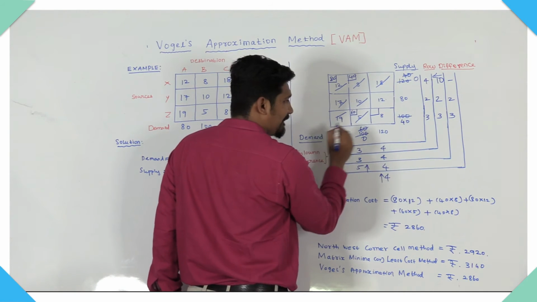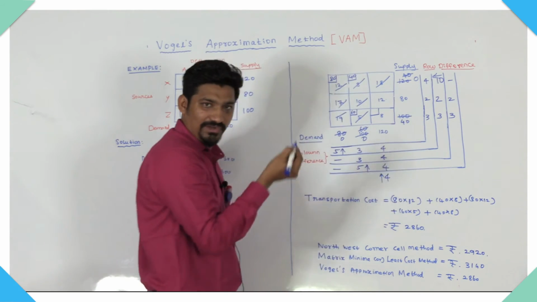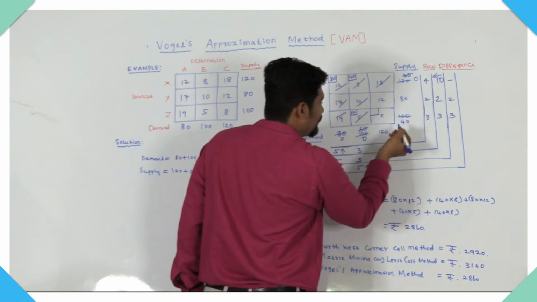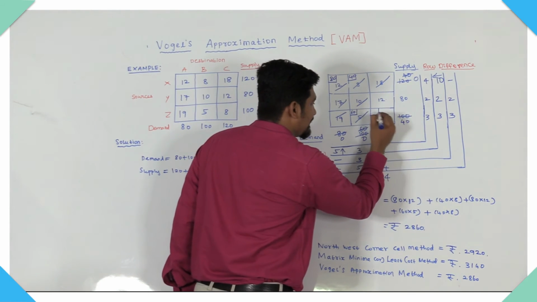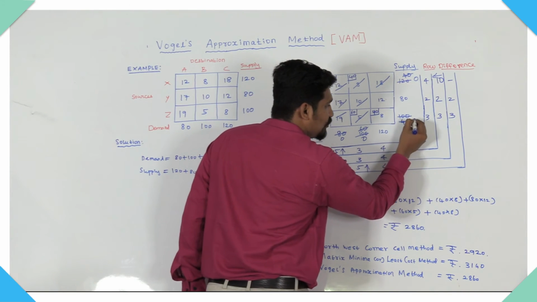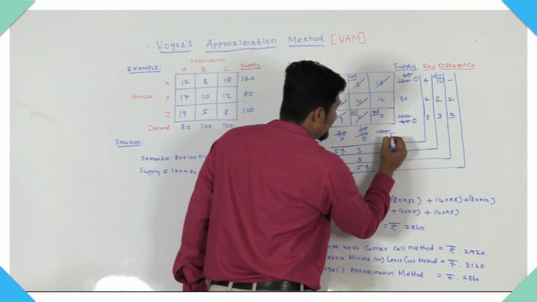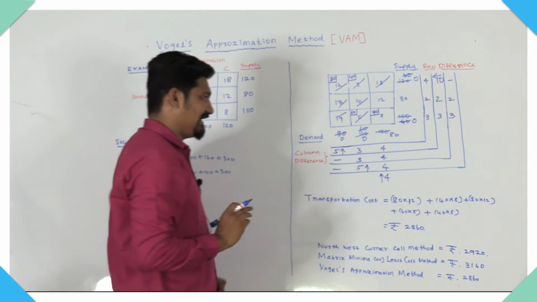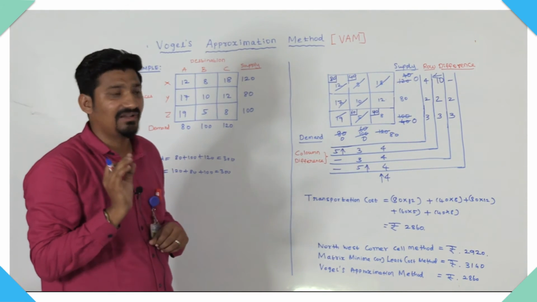Now we need to compare demand and supply. Supply is 40. Demand is 120. 40 is the least value. Just allocate 40 here and subtract here, you will get 0. Subtract here, you will get 80. Finally, we have only one unoccupied cell left.